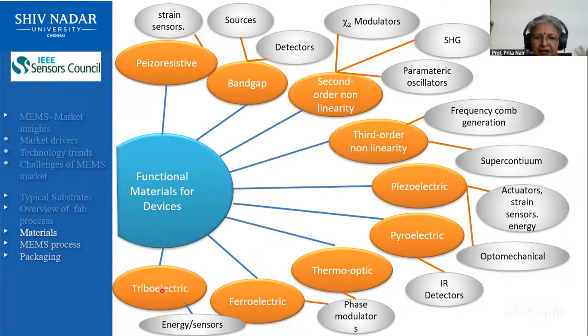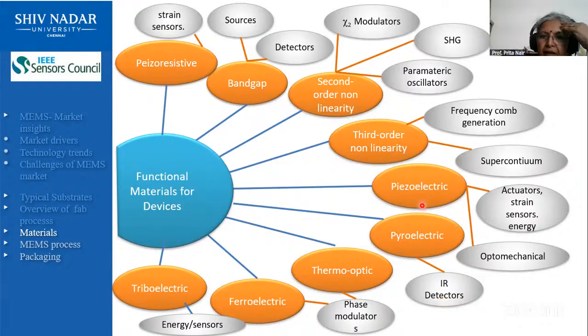After a long break, triboelectric has come up and is gaining more importance, because you can avoid having to have a battery in place for your pacemaker, etc., if from the motion itself you can generate enough energy, right? Ferroelectric and thermo-optic effects are all used in phase modulators. Pyroelectric is heat-induced electric charges which are generated, so you can use it for IR detection, right?